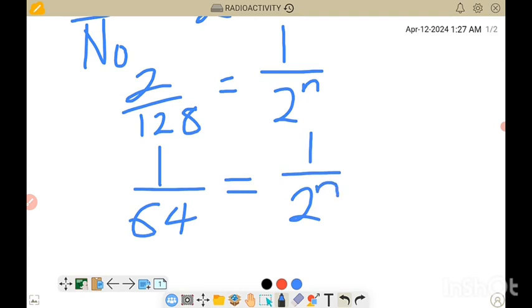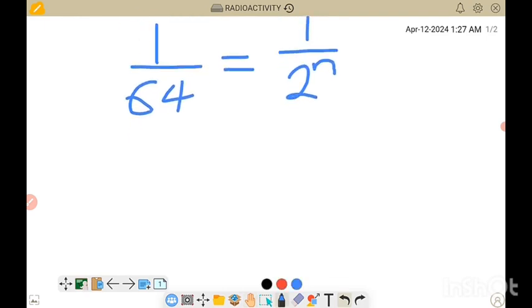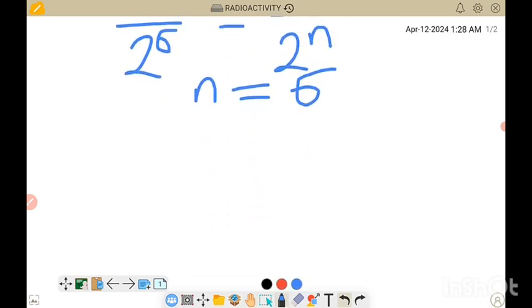And 1 over 64 in terms of power of 2 will be equal to 1 over 2 raised to power 6, because 64 is 2 raised to power 6, you can check that on your calculator. That will be equal to 1 over 2 raised to power n. Mathematically, comparing both sides of this equation, we can say our n is equal to 6. Remember, n equal to small letter t over capital letter T.